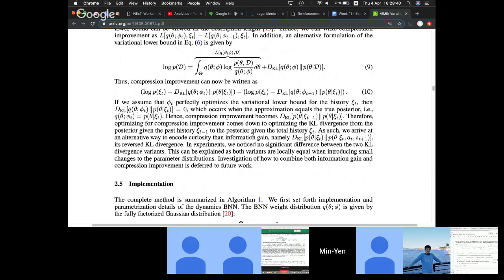That this modifies the reward function. So that's in line with what we're talking about with curiosity. Yeah, this is some sort of implementation of that.